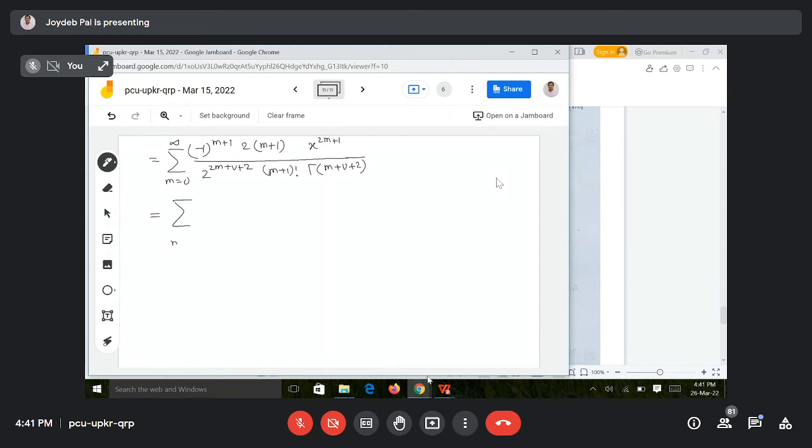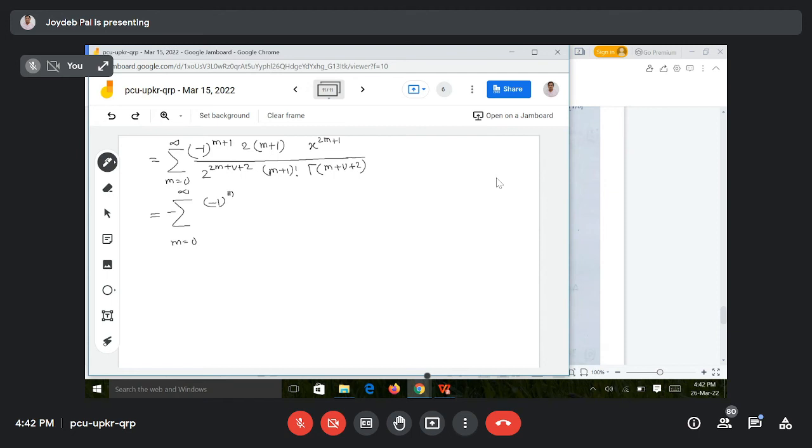Sum m from 0 to infinity. Can I write (-1) to the power m plus 1 is equal to (-1) to the power m into (-1)? So I can write minus into (-1) to the power m. Can I write this? (-1) to the power m plus 1 is (-1) to the power m into (-1) to the power 1, and (-1) to the power 1 means minus 1.